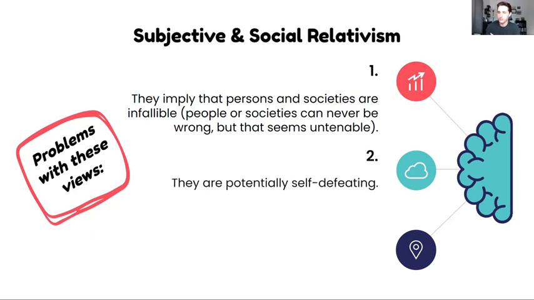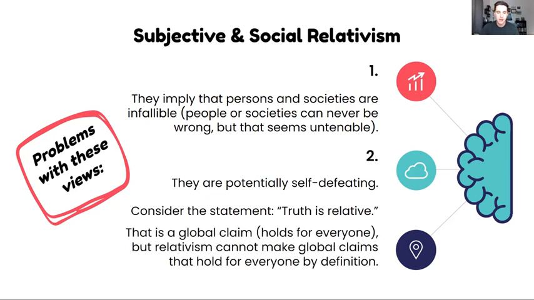Second, they are potentially self-defeating. So consider this statement: truth is relative. Well, if truth is relative, then how can this statement be true? Because this is an objective statement that all truth is relative, but that can't be true and this be true. So we've got a logical problem here. So we can talk more about this in discussion. This is a global claim that holds for everyone, but relativism cannot make global claims, right? Because truth is only supposed to hold for individual persons by definition. So they've got a logical problem to solve here.